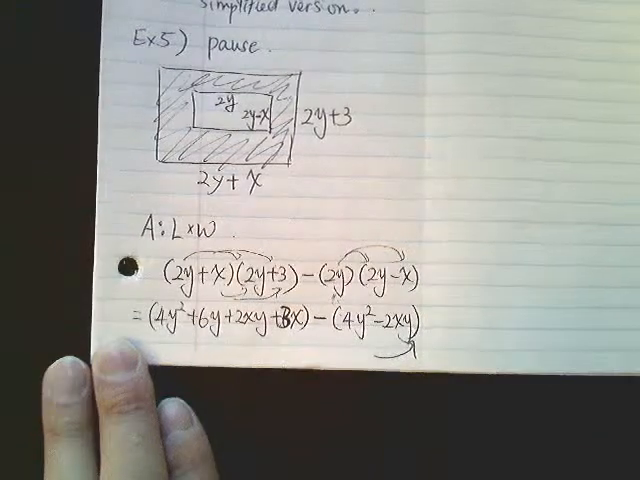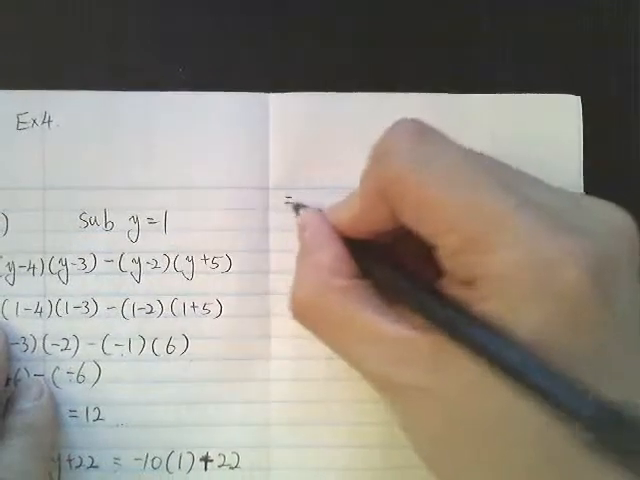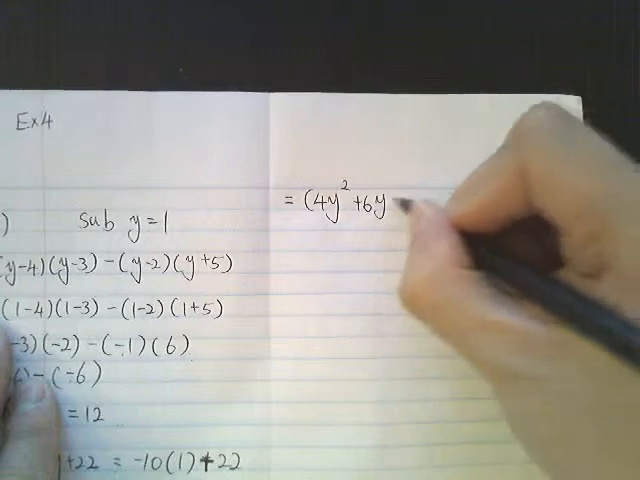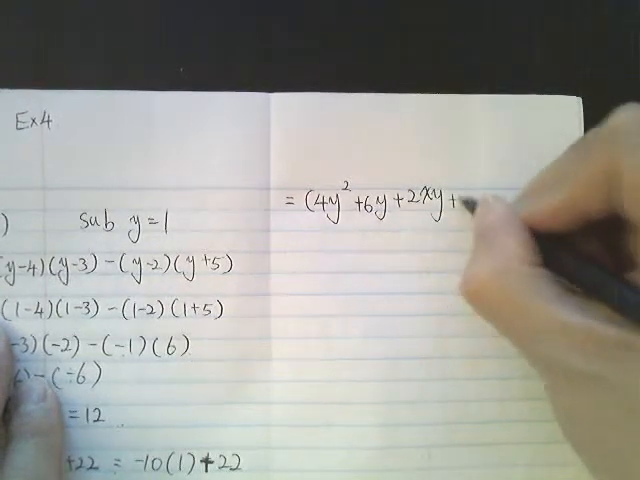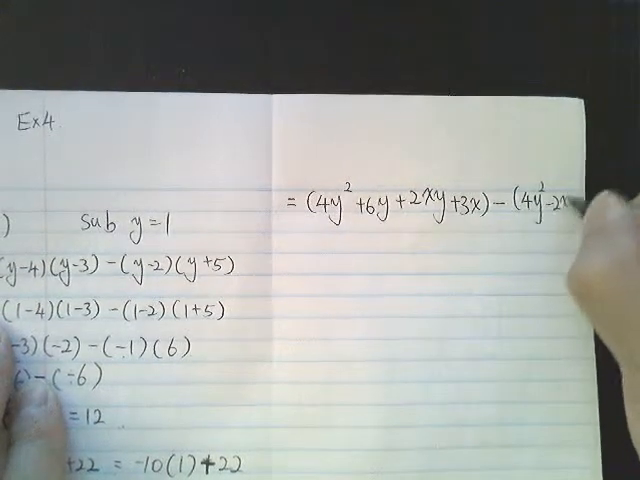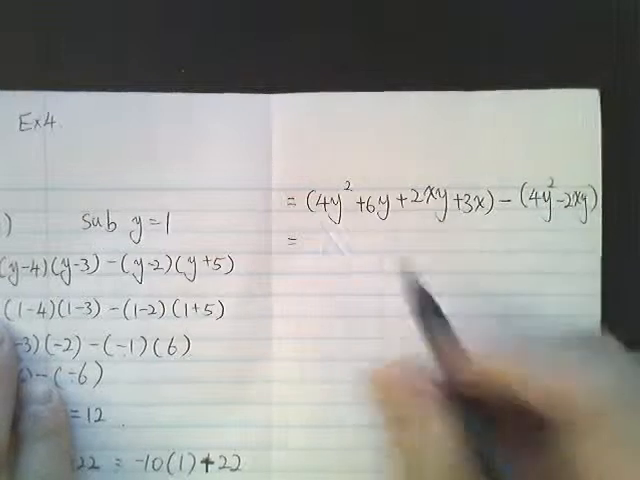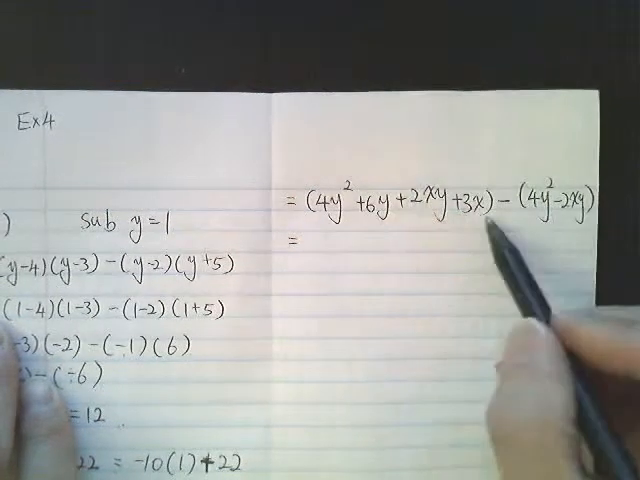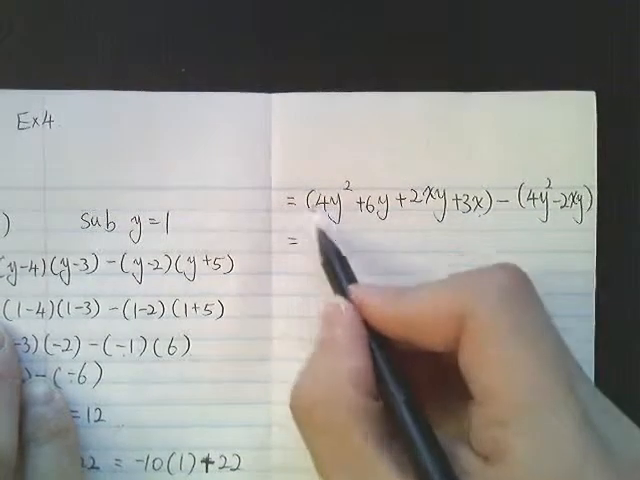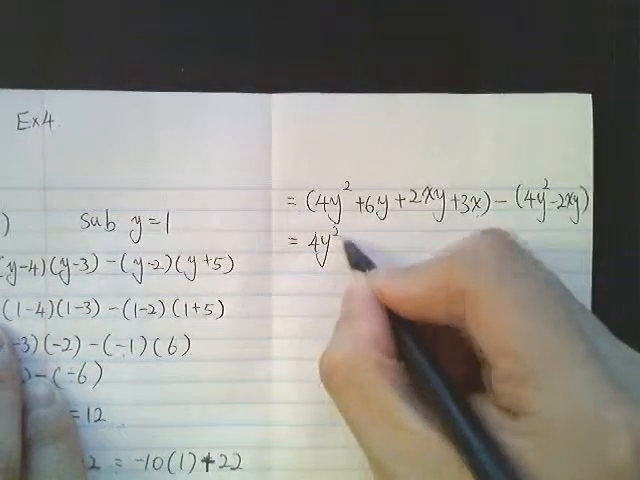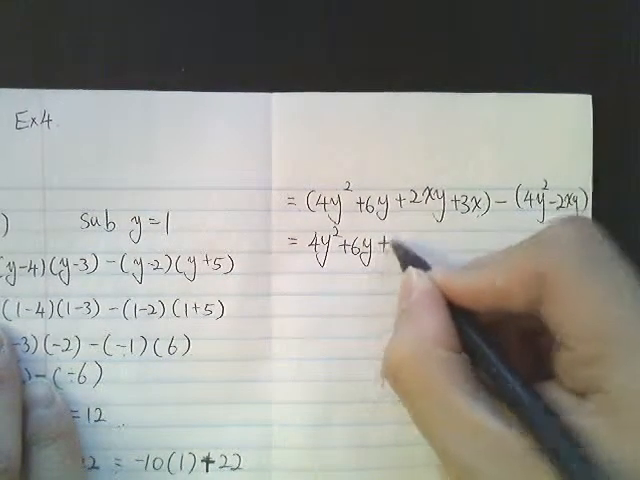So I'm going to start from the top. So I had 4y squared plus 6y plus 2xy plus 3x minus 4y squared minus 2xy. So do we have any, I don't have any like terms here. Oh, I should have stayed here. So we need to get rid of the brackets. We don't have anything in the front, so just copy down as it is.